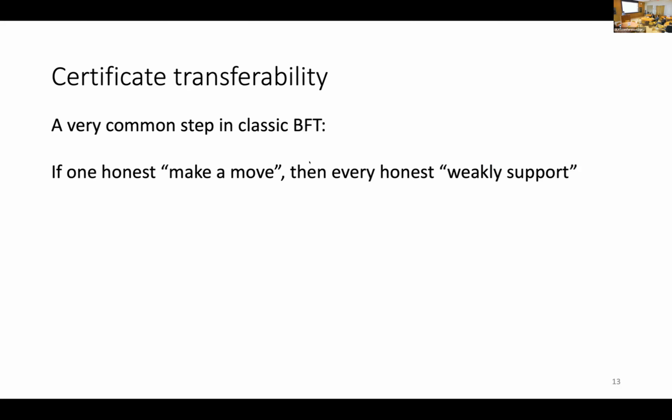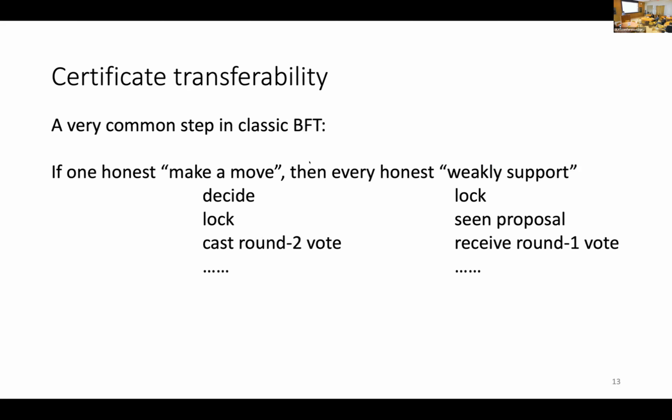For example, if one node decides, then usually we want all the nodes to lock on a certain value to protect the safety of that value. If one node locks, we want everybody to have seen that proposal, to ensure liveness usually. Or if one node casts round 2 votes, then everybody should have received round 1 votes, and so on and so forth. There are many steps in classic BFT that have this flavor.